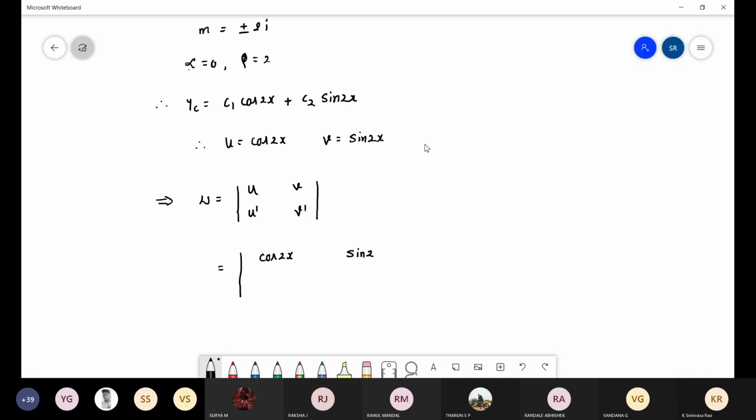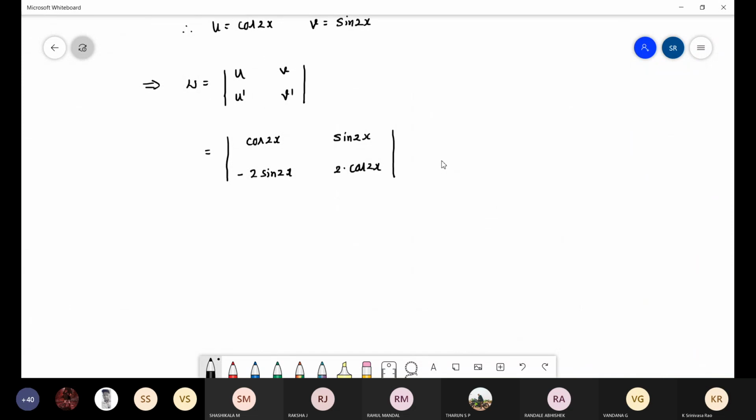and what is the differentiation of cos 2x? U dash is minus 2 sin 2x, and the differentiation of sin 2x is 2 into cos 2x. So this is the substitution for omega.